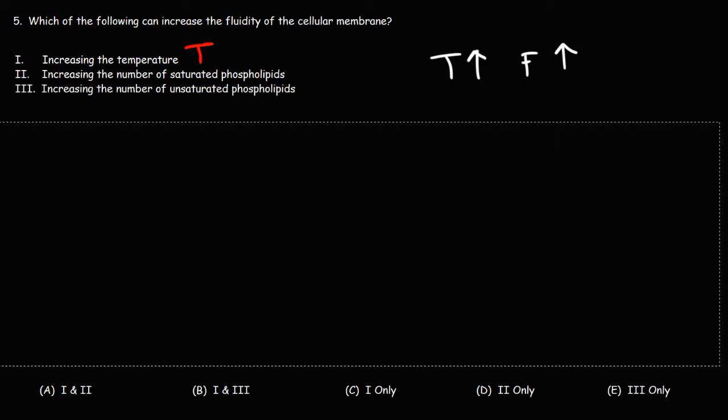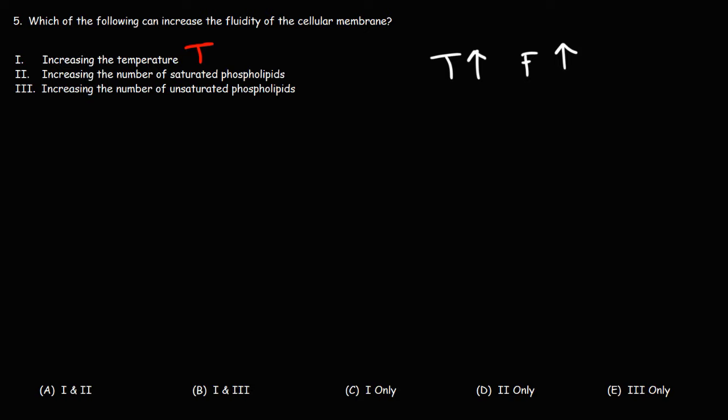So the correct answer will be increasing the number of unsaturated phospholipids. That's going to increase the fluidity. If you increase the number of saturated phospholipids, that will decrease the fluidity. So number 2 is false. The answer is going to be 1 and 3, which is answer choice B.